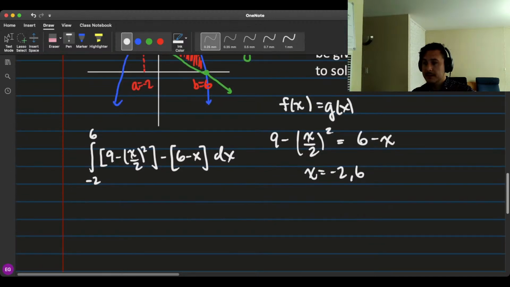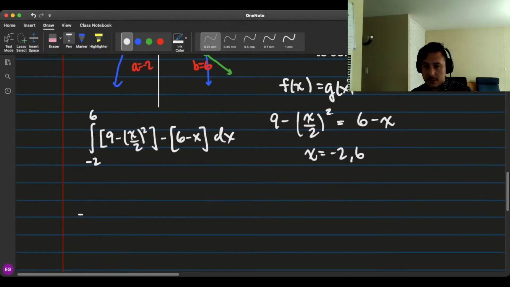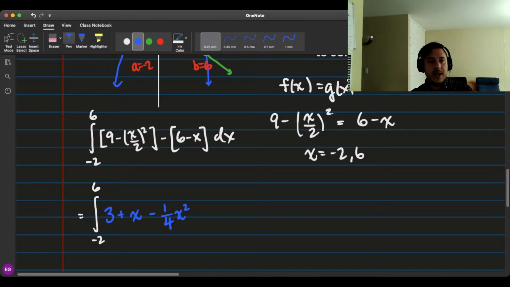So we just do some simplification. Rewrite the integral, -2 to 6. Okay, let's write this down. So we're going to have 9 minus 6, which will be 3. The minus x will become plus x. And then we will get minus 1/4 x squared, right? So all I did was I squared, right?